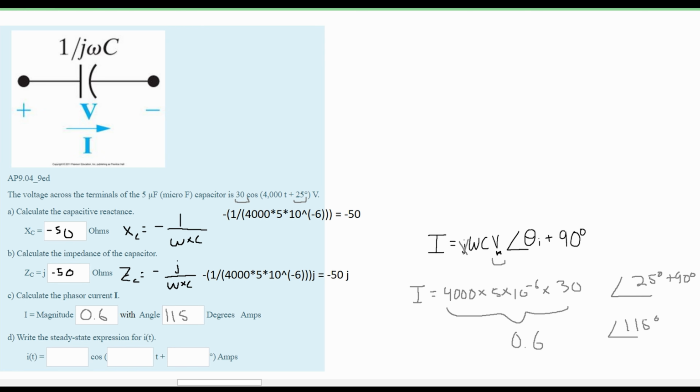Now we need to write a steady state expression for our i of t. Well, we are given our magnitude, and we know that our Vm, which is V max, is equivalent to our magnitude. So this is just going to be 0.6. We know that our degrees right here is equivalent to the degrees we found. So we're going to have 115 here. And our omega does not change, so it's going to be the same omega right here. That means we're going to have a 4000 in here. And that is how you would go about solving this problem.